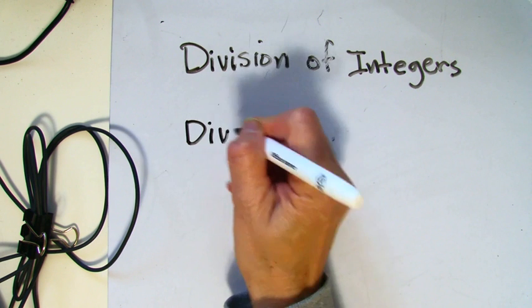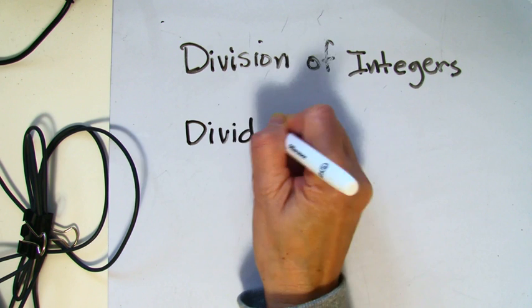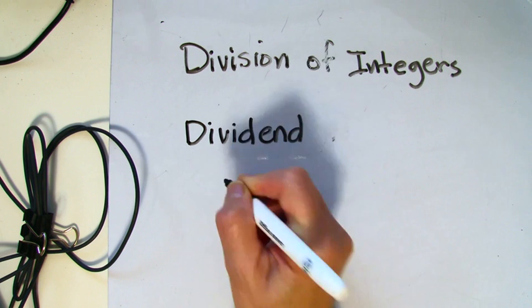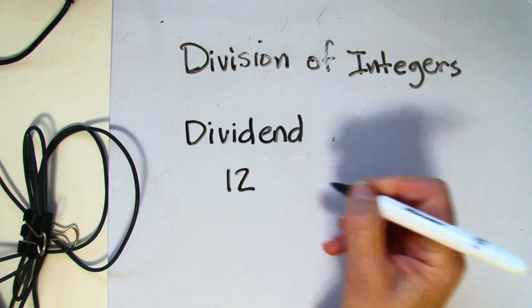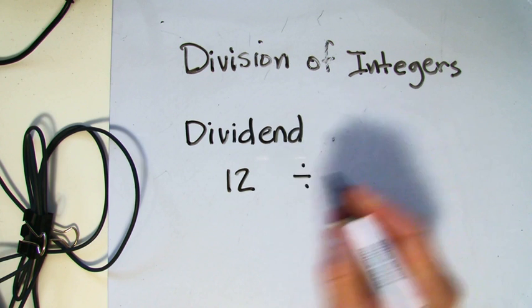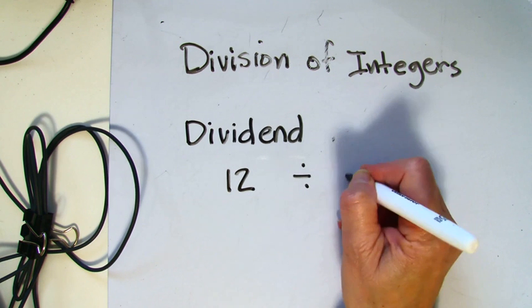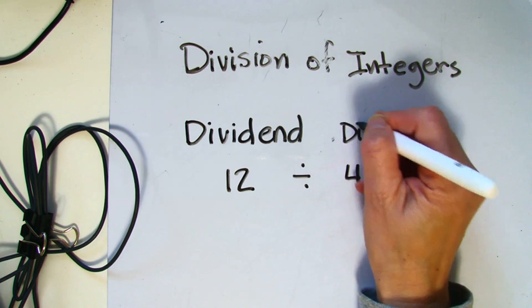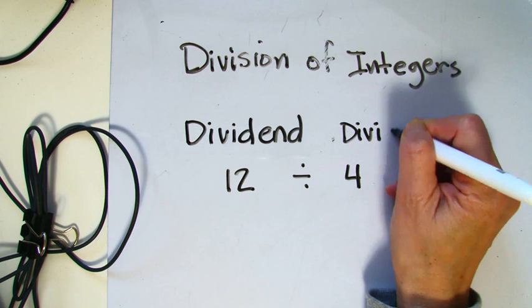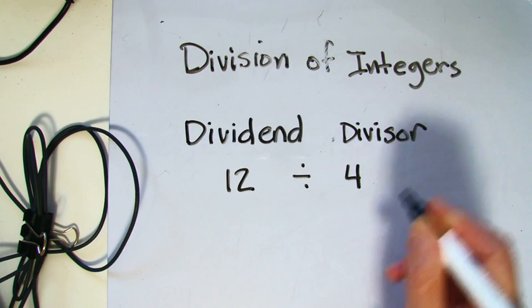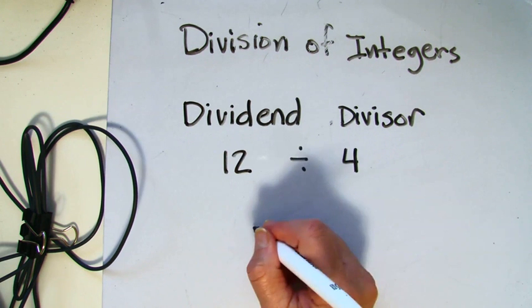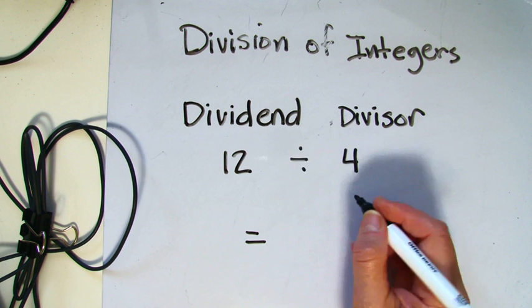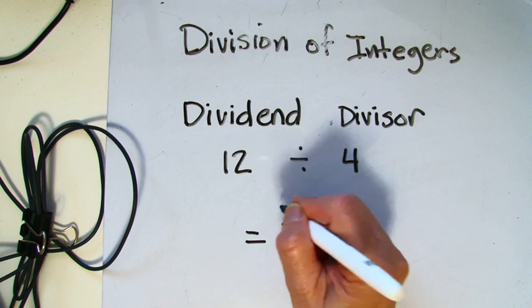Dividend is the starting amount. So for instance, 12. When we divide 12 by a number, say 4, that's called a divisor. The result of our division problem is called a quotient.